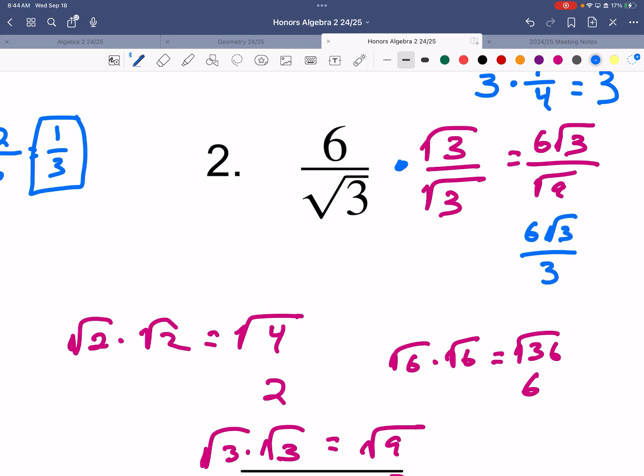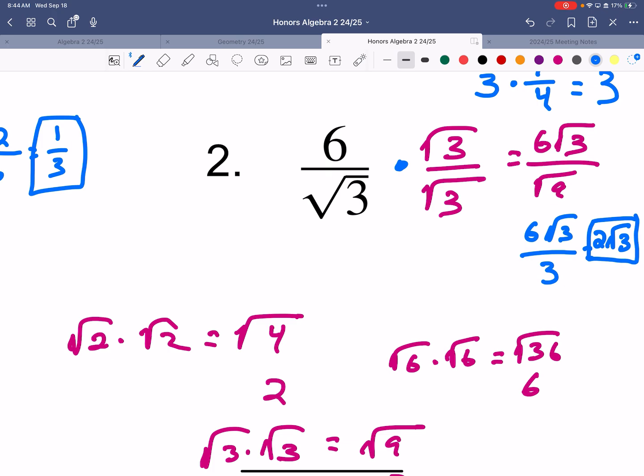Now I've got the 6 and the 3 on the outside. So what goes into both 6 and 3? 3, good job. So our solution to this is 2 radical 3. If you punch that in your calculator, 2 radical 3 is going to be the same thing as 6 over radical 3. They give you the same decimal. What it is, I have zero idea. But they give you the same decimal.